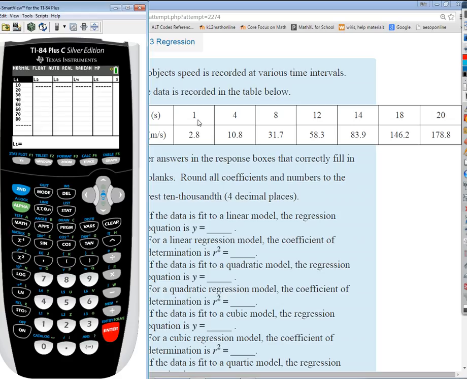This is the equivalent of going from the top of column 1, second entry, third entry, etc. So 1, 4, 8, 12, 14, 18, 20. Okay, scoot over, put in the y's. So 2.8, 10.8, 31.7, 58.3.